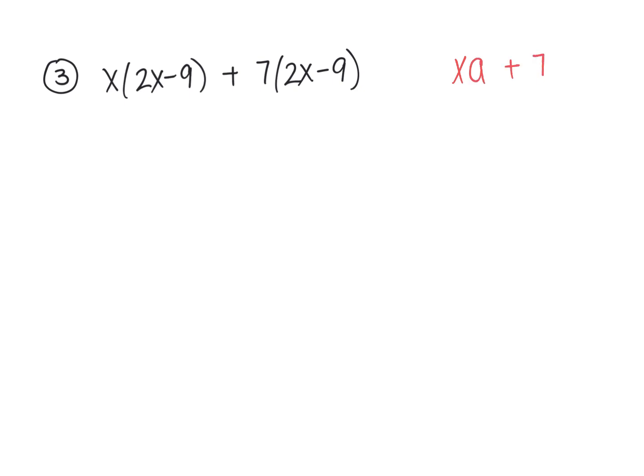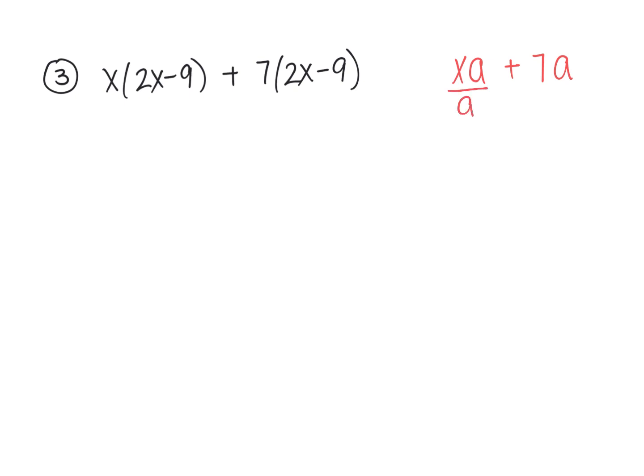Okay, so let's try example number 3 now. So I want you to factor x times 2x minus 9 plus 7 times 2x minus 9. So this one may not be as easy to see, but I want you to consider something along these lines. What if I gave you xa plus 7a? Clearly, there's no number in common, right? There's no 7 over here. But notice there's an a in common. So we can take out a GCF of a, actually.